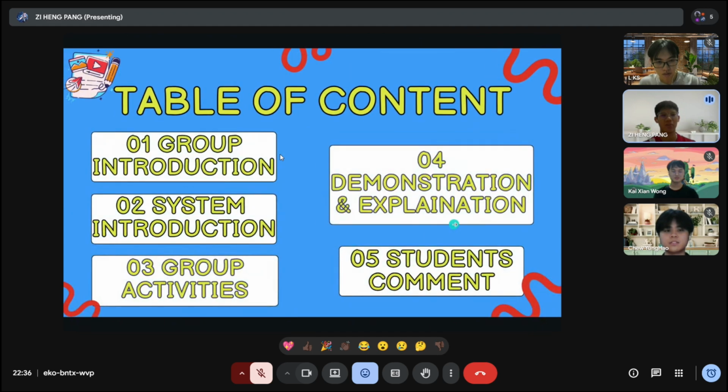This is our project table of contents. It includes group introduction, system introduction, group activity, demonstration and explanation, and student comment.